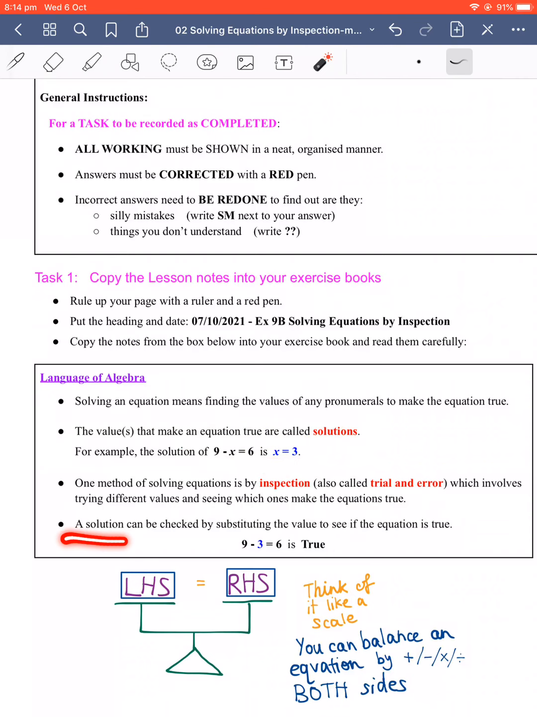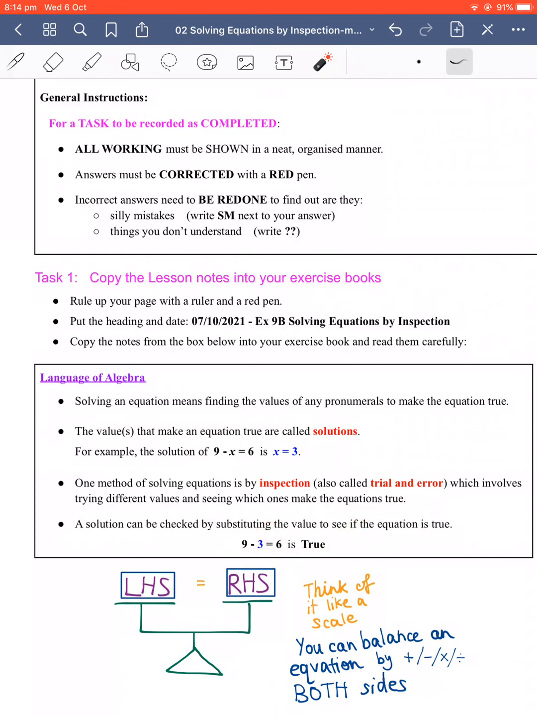So a solution can also be checked. To double check that this is correct, you can substitute it back in as I did before. So 9 minus 3 equals 6. Yep, that's true. Therefore, x equals 3 is a solution.